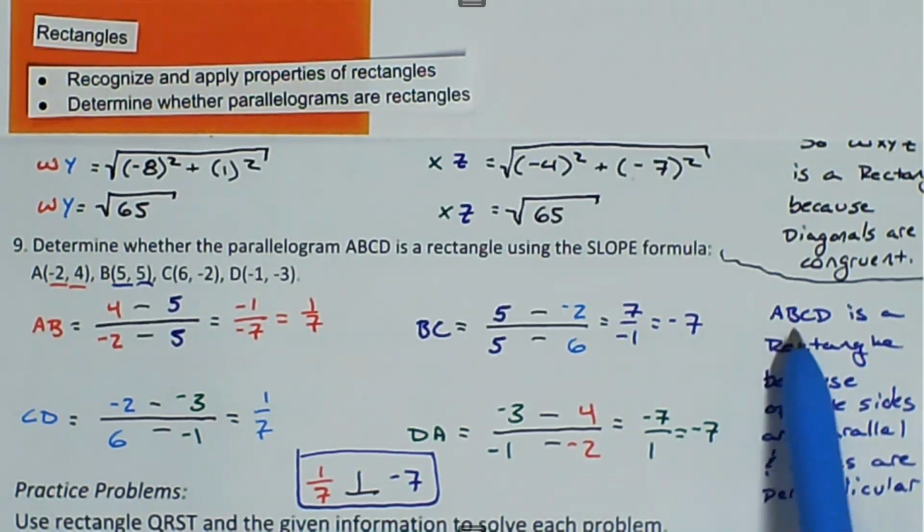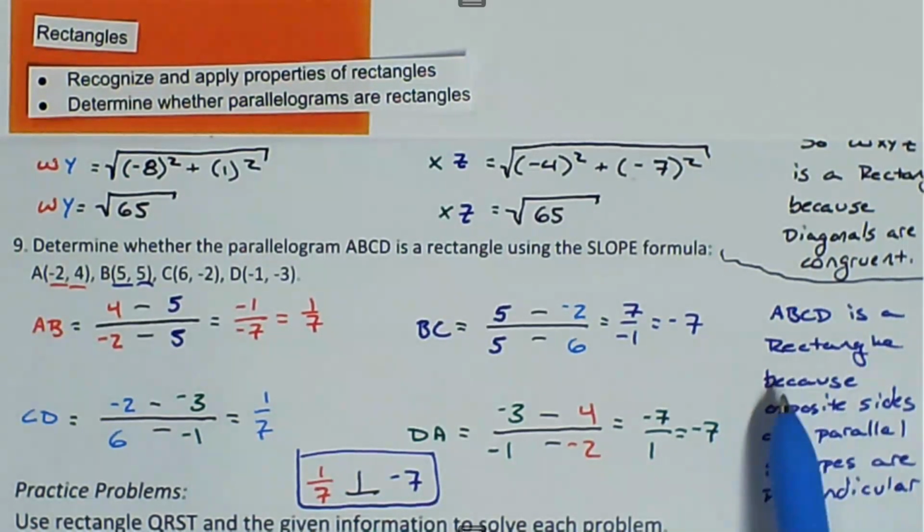So ABCD is a rectangle because opposite sides are parallel and slopes are perpendicular.